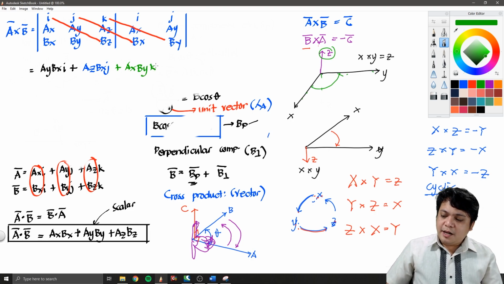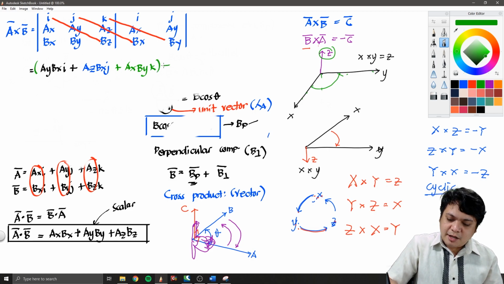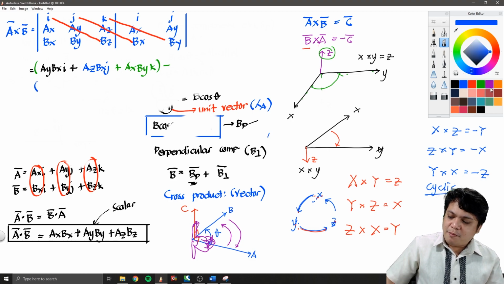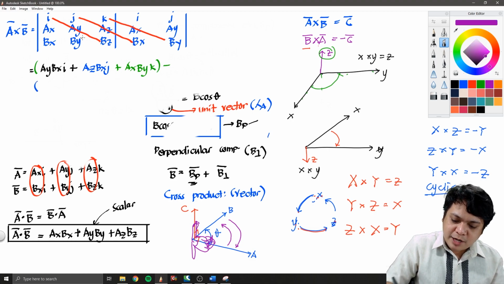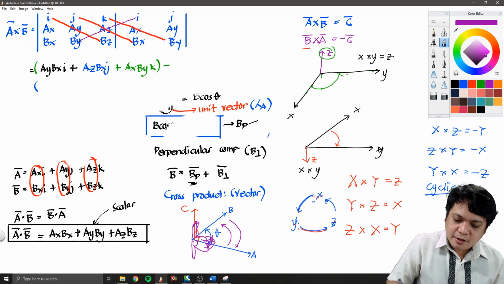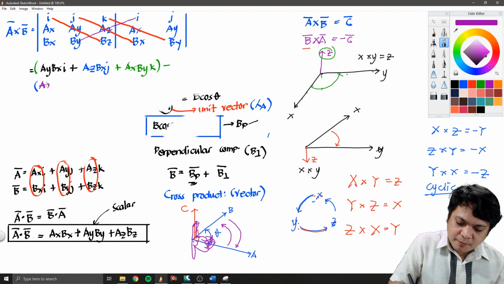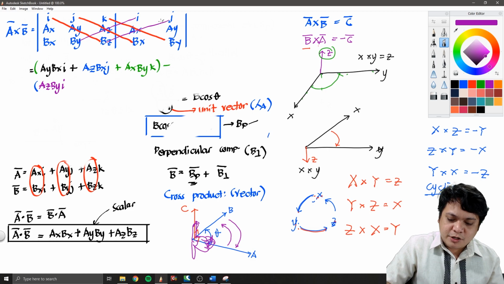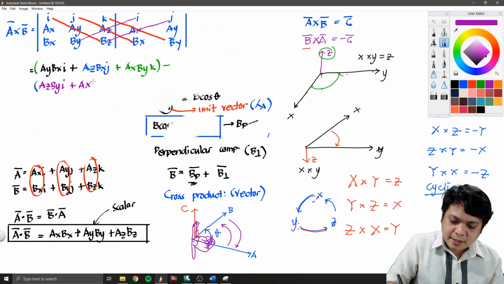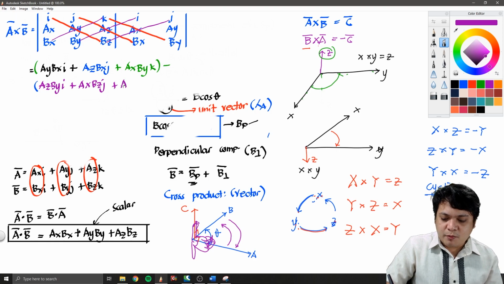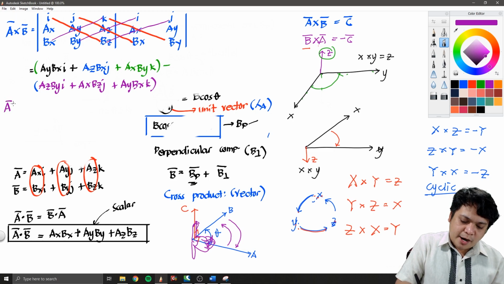Okay? And then, ima-minus natin. Okay? Lagyan ko ng parenthesis, ano? Ima-minus natin yung pabalik. So, paano yung pabalik? So, I muna. So, I will be having here this I. So, you have here AZ BY of I. And then, you will be having here for the J plus AX BZ of J. And then plus, you will be having here the K. So, you have here AY BX of K. Okay? So, our A cross B.